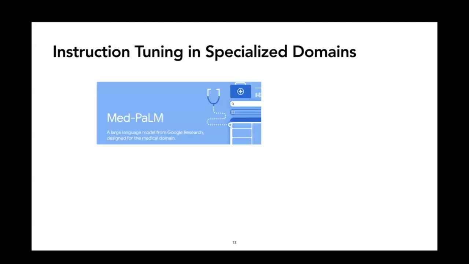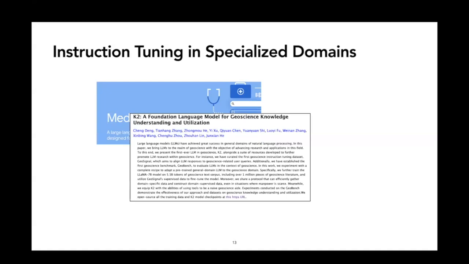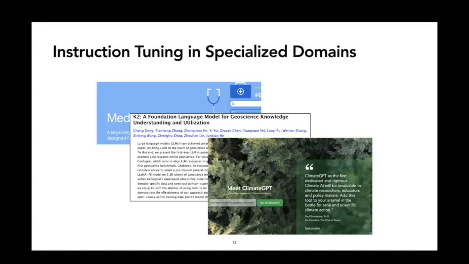Some people have taken this idea further and trained models with data from specialized domains. There are several successful applications of this approach. MedPalm from the medical domain, K2 from the geosciences space, and Climate GPT from the climate domain.